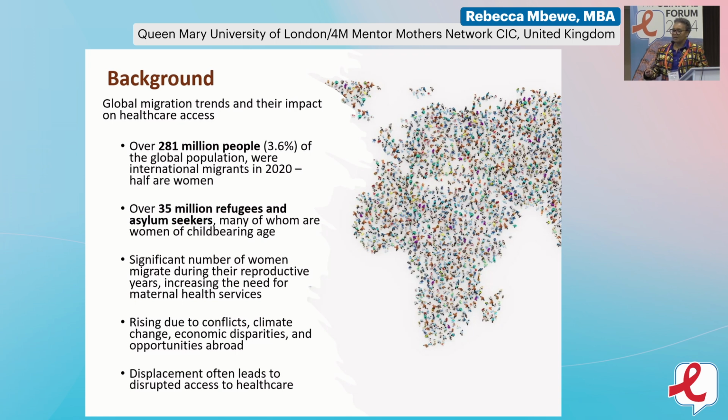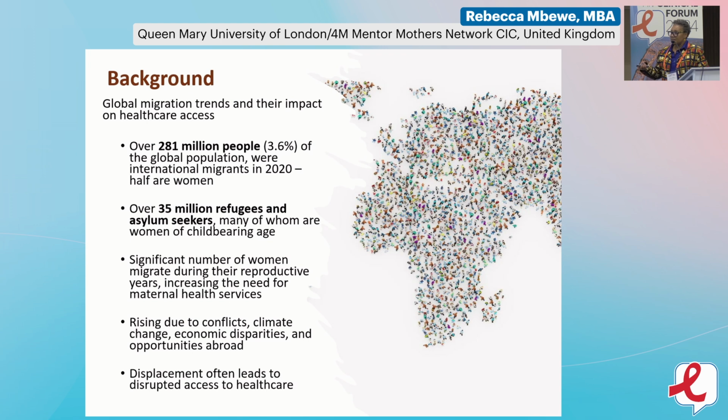Just to give a bit of background and put things in context, I thought we'd revisit the global trends. Over 281 million people, which is 3.6% of the global population, were international migrants, and these are figures as of 2020. Half of that population are women. Over 35 million are refugees and asylum seekers, many of whom are women of childbearing age. A significant number migrate during their reproductive years, obviously increasing the need for maternal health care services.